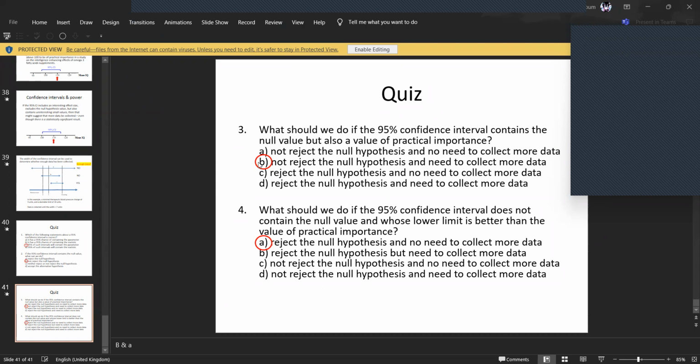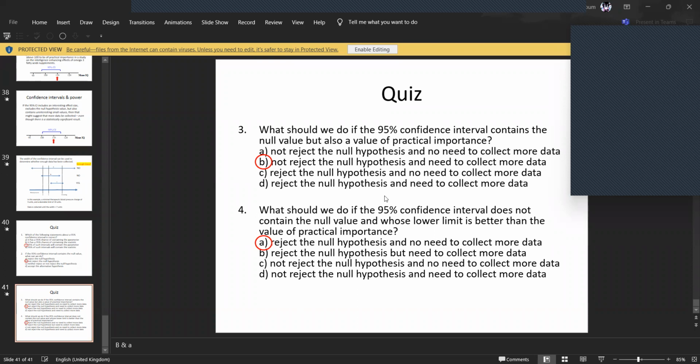Now, why is it option B and not A? Well, it comes down to the fact that it holds a value that's practically important. Since it holds the null value and a practically important value, what you want to do is collect more data to basically check your answer. So you want to collect more samples to check, is this result correct? And so that's why option B is correct and not option A.